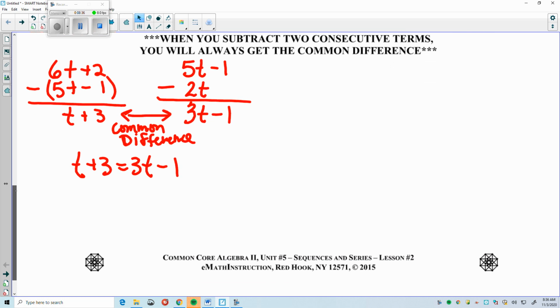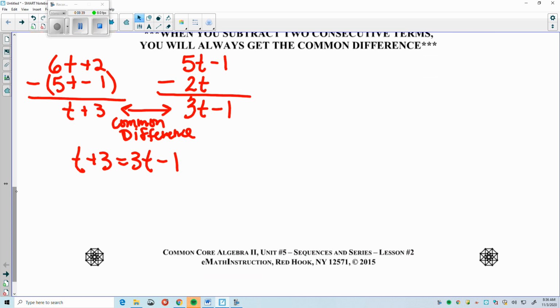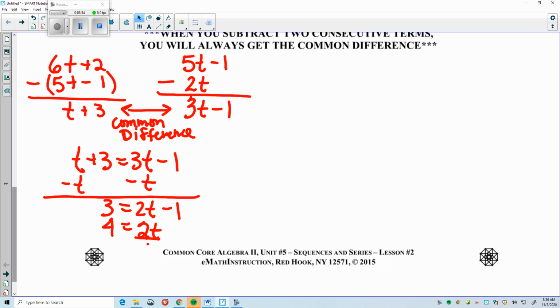Remember, if I know what t is, then I can figure out what the terms are. Okay, so I'm going to subtract over t. So now I have 3 is equal to 2t minus 1. I'm going to add over the 1. So I have 4 is equal to 2t. And if I divide through by 2, we now found t is equal to 2. Okay, so this is good because now I should be able to figure out what our common difference was. And remember, both of these back up here represented our common difference. So let's solve for that first.